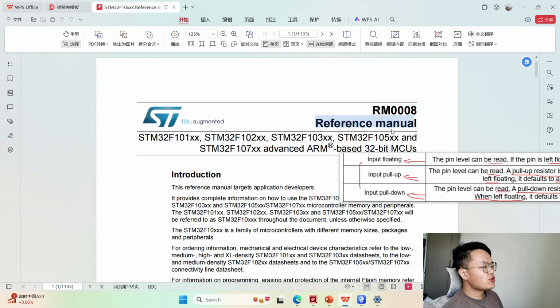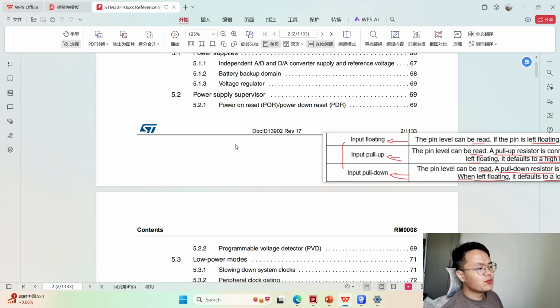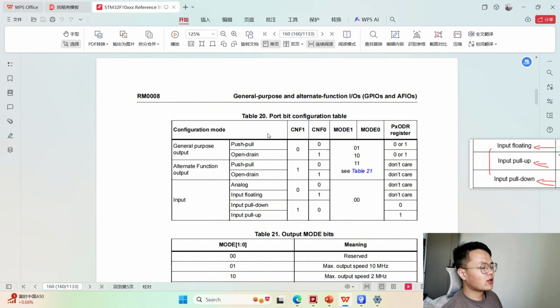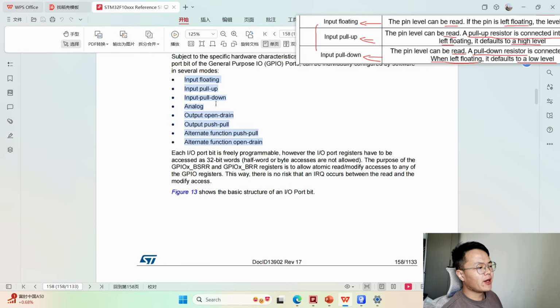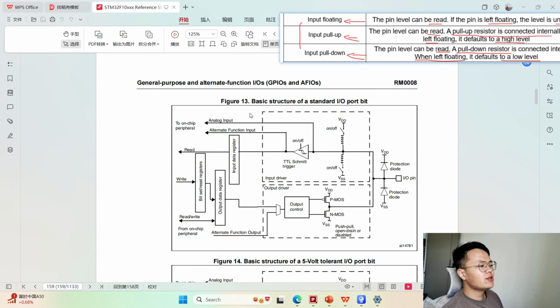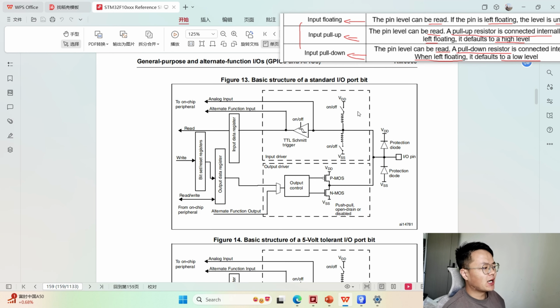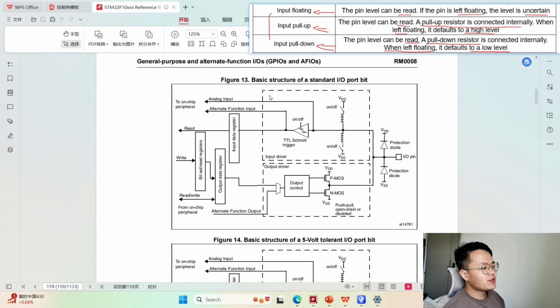Okay, this is the reference sheet now. Let me find the GPIO. This one, click. And these are the 8 GPIO output or input modes here. And this is the basic structure of standard I/O. You can see that there are 2 parts here, input driver and output driver. If we only look at the input driver, we can ignore the output driver, right?